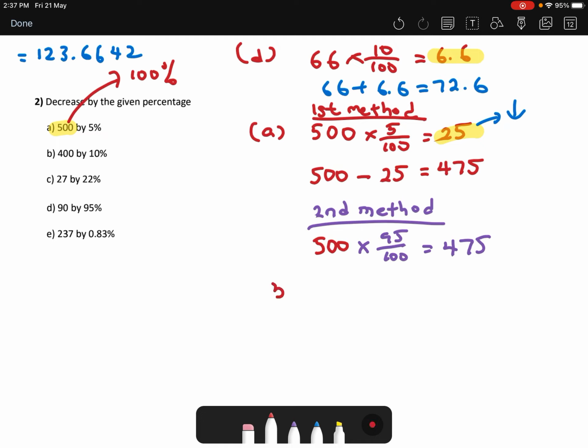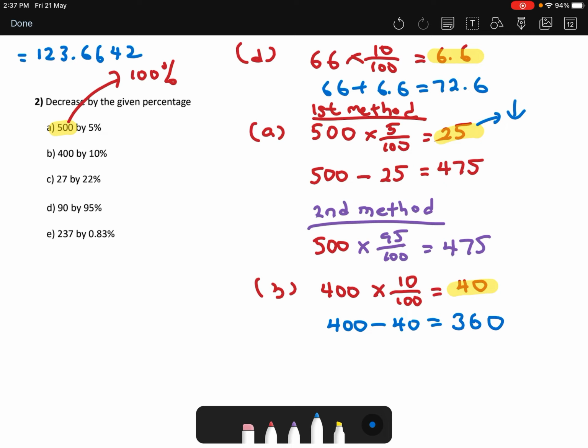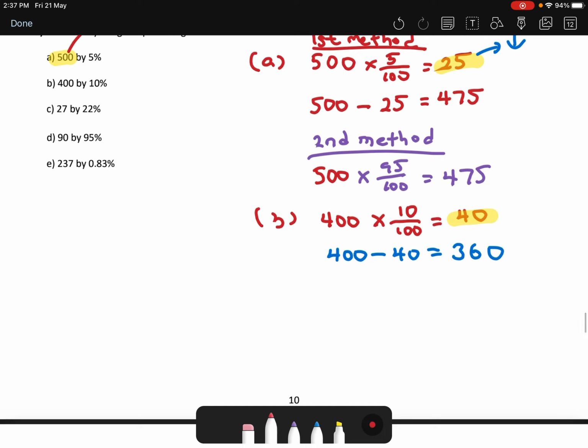Okay, B, you have 400. I decrease by 10%. So I just simply use the first method. 400 times 10 over 100. You should get 40. So I decrease by 40. So 400 minus away 40, you should get 360. Okay. Right. So C, 27, I decrease by 22%, right? 22 over 100, you should get.